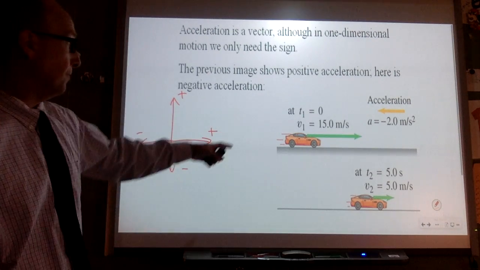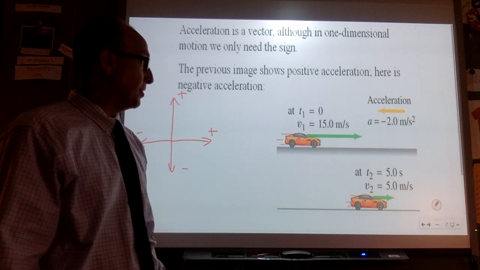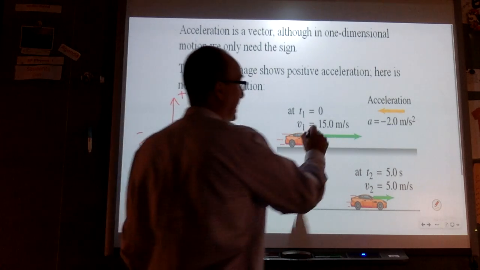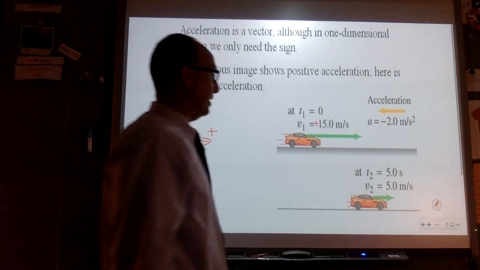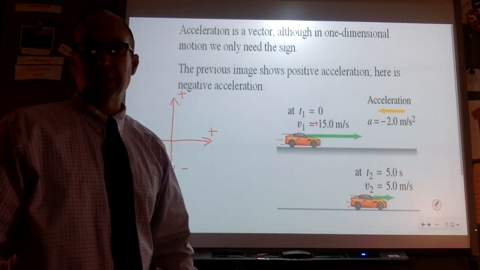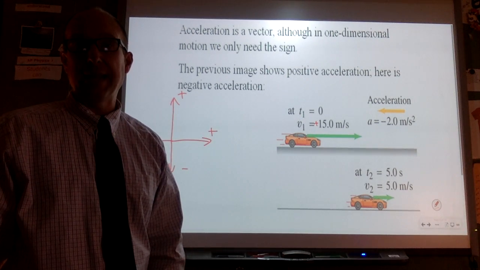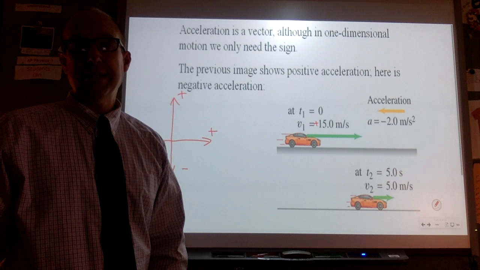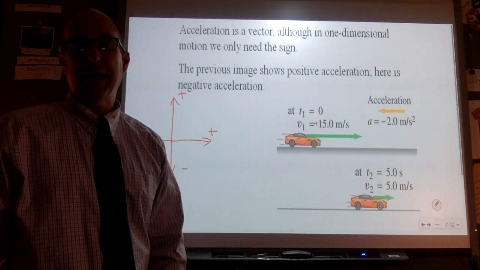So in this picture, this car is going at 15 meters per second to the right. This is a positive velocity. This acceleration is directed to the left. You look at the direction of that arrow, so that's going to be a negative acceleration. So since the acceleration is opposing the velocity, it's going to cause that velocity to decrease.